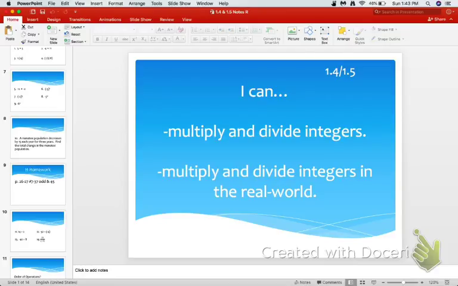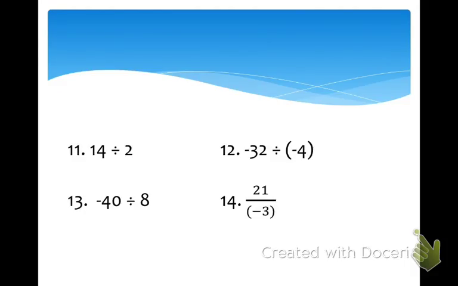Since you already have those on page 2, you are going to turn to page 10 now. And we're going to talk about division today. Yesterday we did all multiplication. Today we're going to do division. So we are on page 10 like I said, and we are looking at problem number 11.